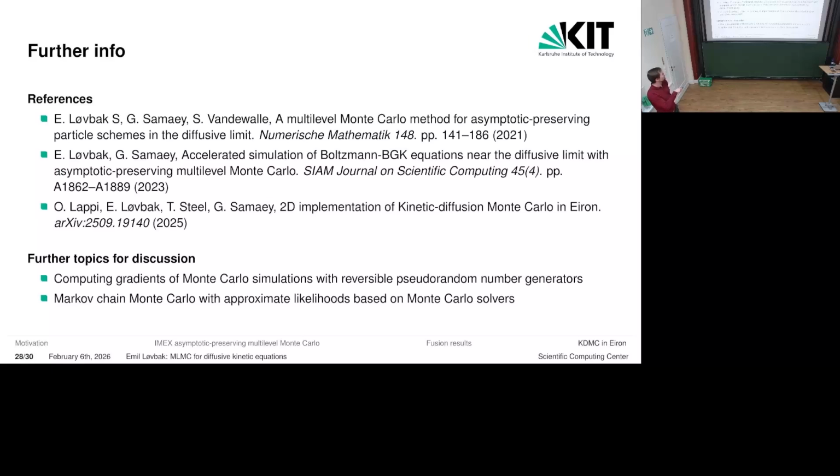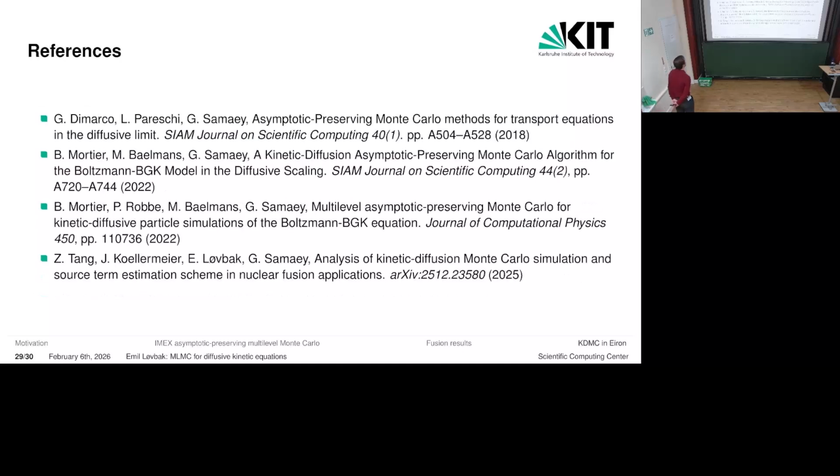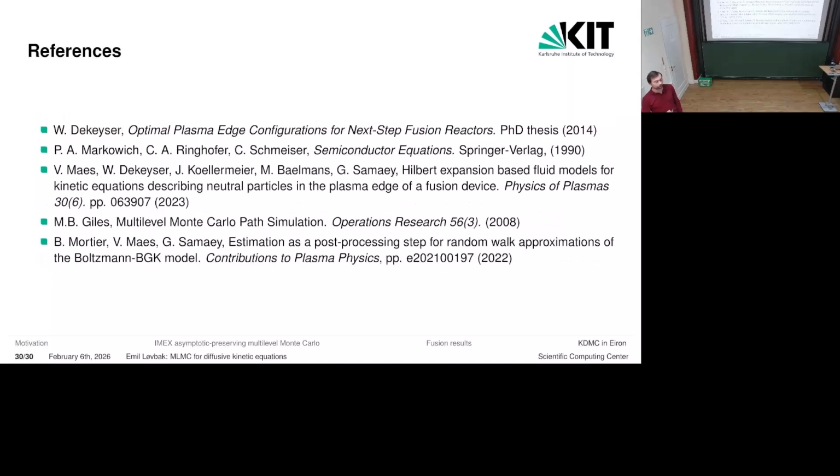I mentioned in the beginning other topics we can talk about, such as reversible jumps with reversible pseudo-random number generators, and Multilevel Monte Carlo, using Monte Carlo simulation to evaluate your likelihood, which are interesting topics to me. These are the main references that you might be interested in, so these are the AP schemes. This is another work on multilevel AP. And this is a paper I mentioned earlier about analysis of this kinetic diffusion Monte Carlo. With this being also other papers I cited at some point.